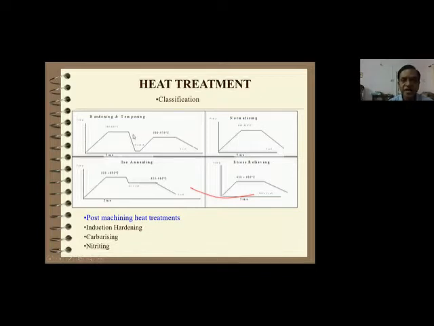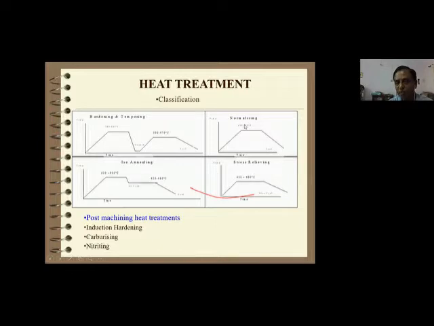This is a hardening process, showing time and temperature, where the material is heated to a certain temperature, held for a certain time, then cooled at a certain rate, that is quenching. Again, it is loaded for tempering at a temperature in the range of maybe 500 to 700 degrees centigrade. It is unloaded and put in air. So this process is normally called hardening and tempering.